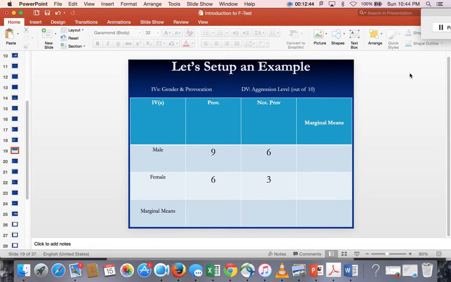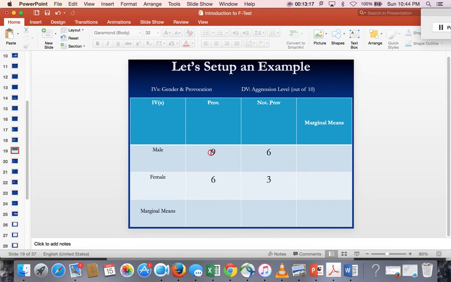Well, you can't use these numbers directly, but you can use them indirectly. Now, what does that mean? Well, let's say, for instance, I needed to know how all male participants in my study did, irrelevant if they were provoked or not provoked, right? So it doesn't matter if they were provoked or not provoked. I need to know how all male participants did in terms of their aggression levels. I don't have one single number here that tells me all male participants.